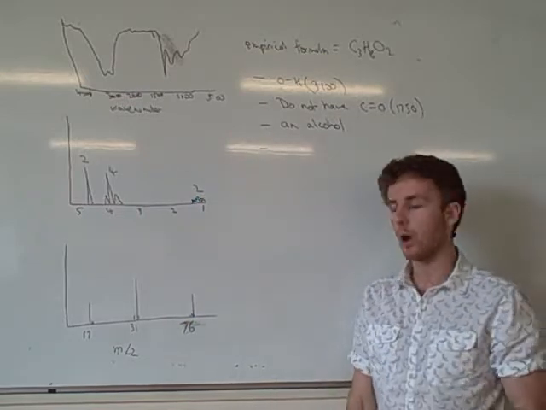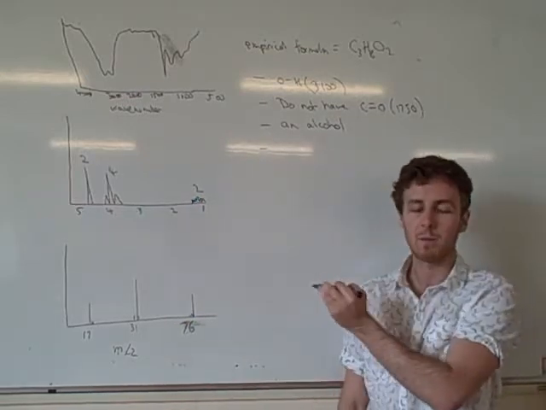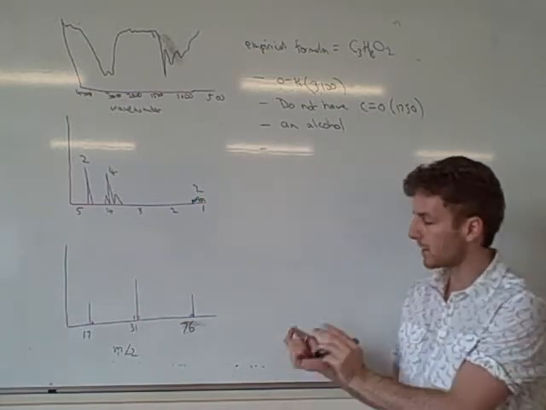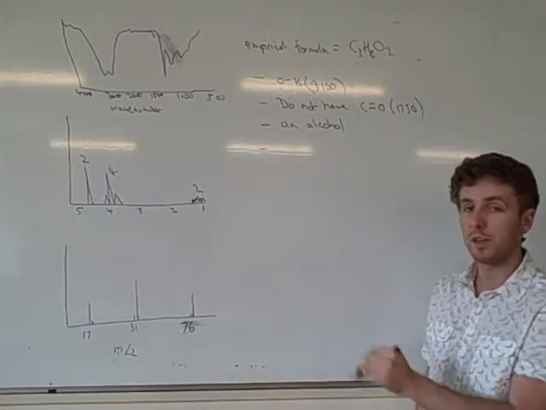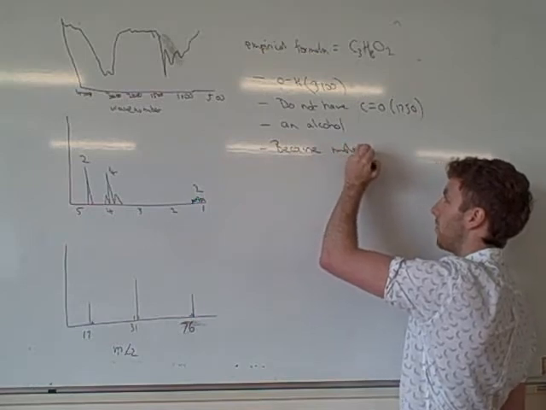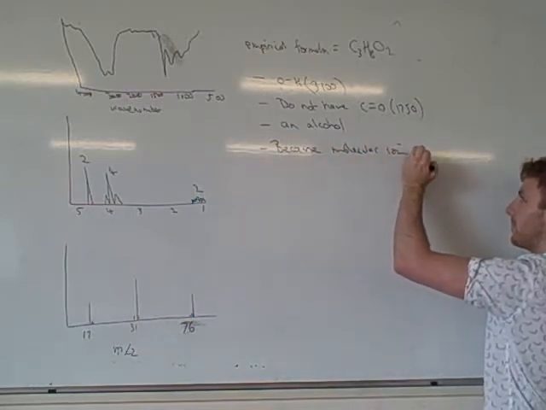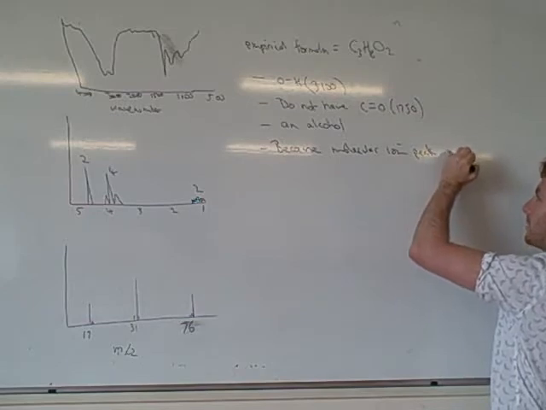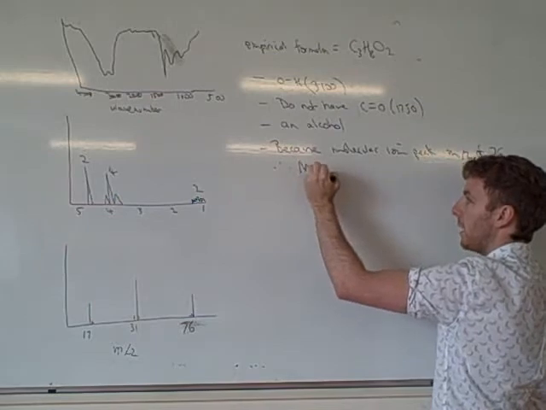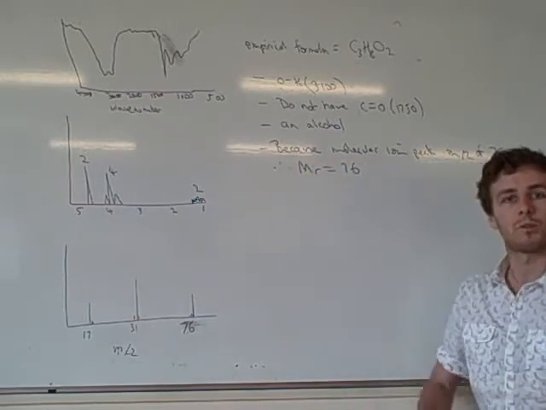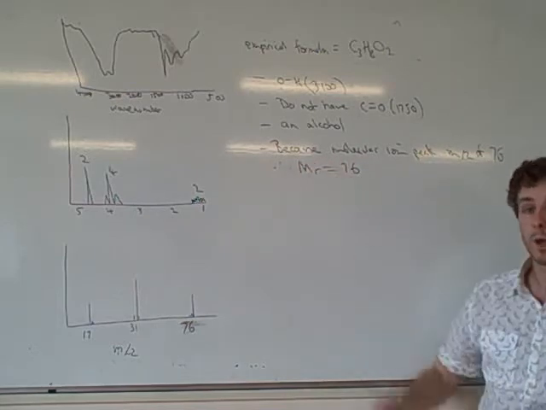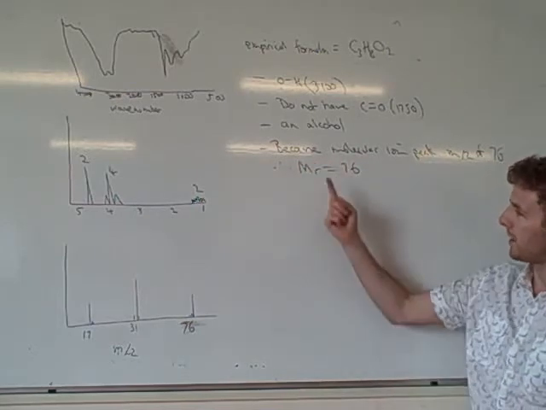Now, if I just wrote mass equals 76, or Mr equals 76, you wouldn't get a mark, because you're not showing your working. You're not explaining how you got there. So you need to say, because the molecular ion peak has an M over Z of 76, I therefore know the Mr is 76. So you're explaining yourself. You're this lawyer, you're explaining your reasoning. And that would be another mark there. So I know the Mr is 76.